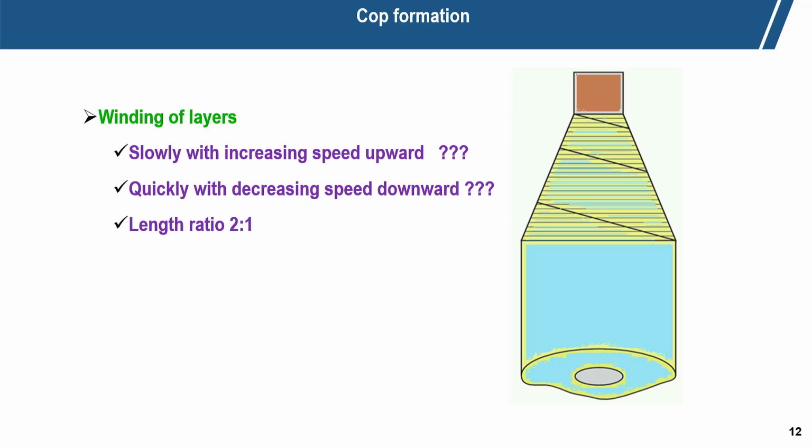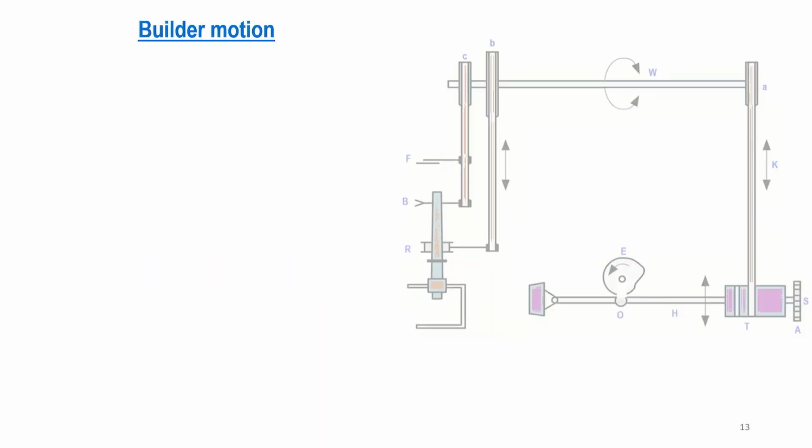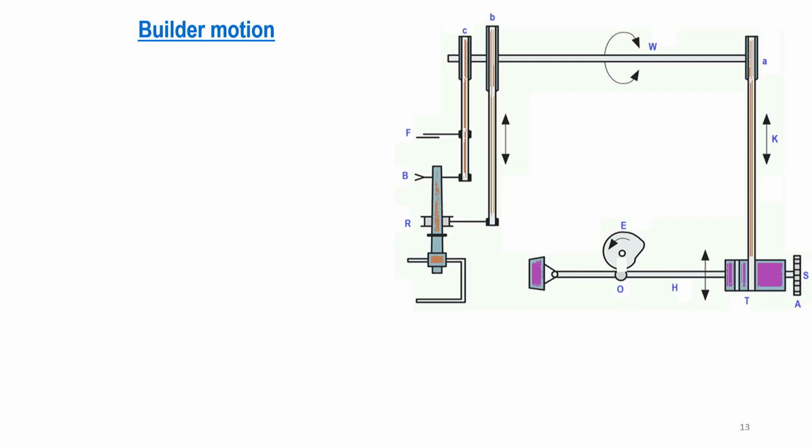So, the speed, the length ratio is approximately 2:1 in winding layer, while moving upward and downward. Total length should not be more than 5 meters, it should not be too much. Now, this is the builder motion. Due to the cam, as we have discussed, the ring rail moves up and down.